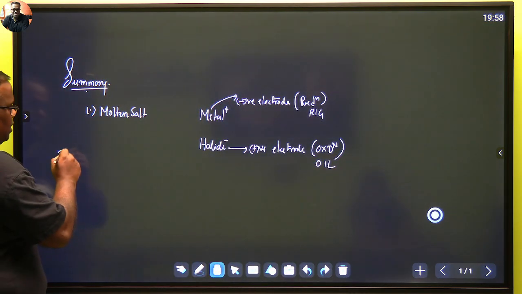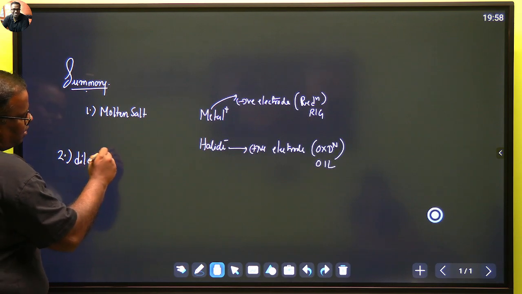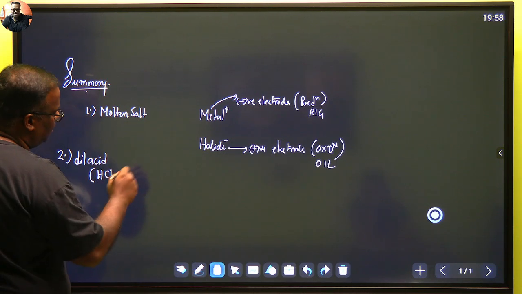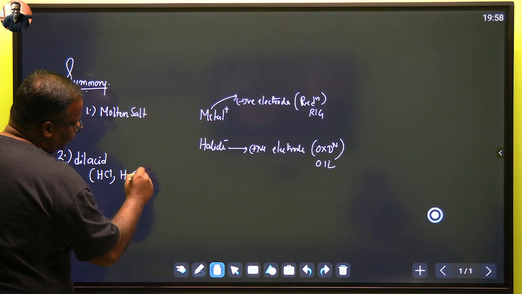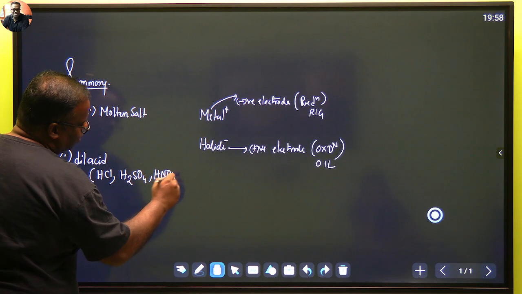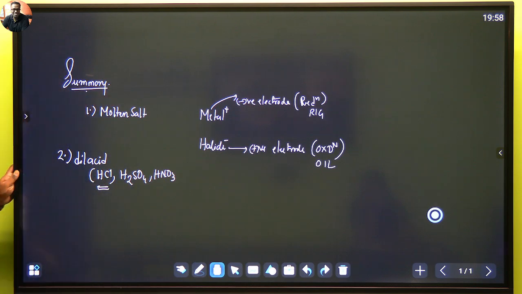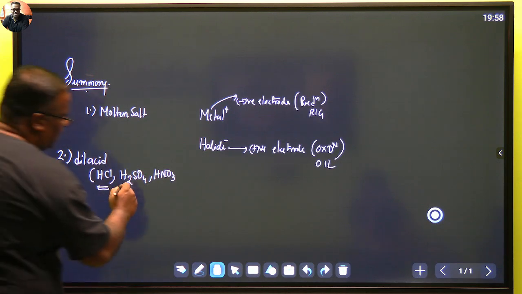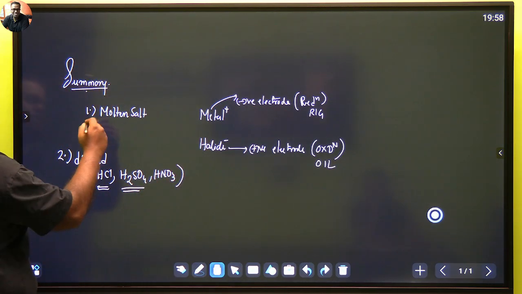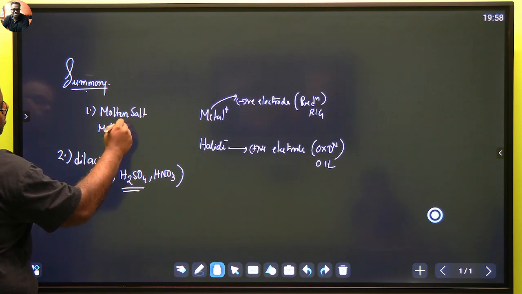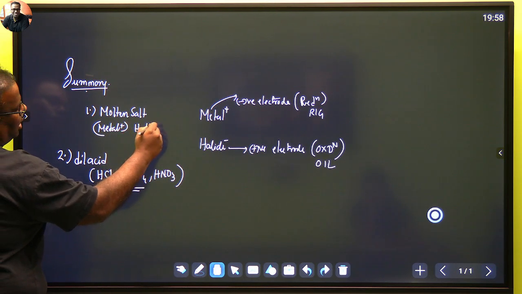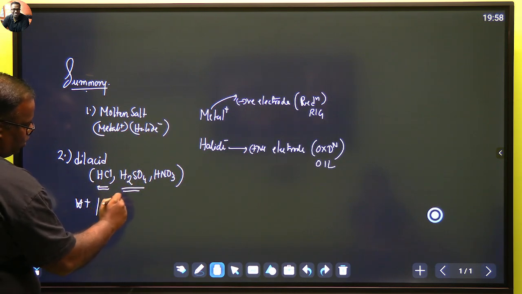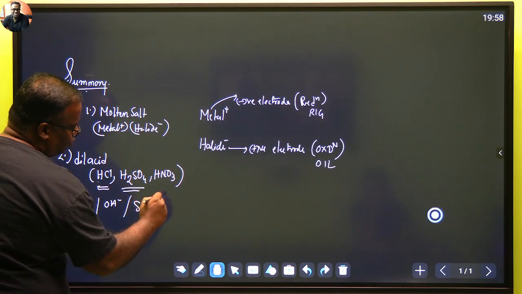If you are taking dilute acid, and in your case, we are discussing only HCl, then we discuss H2SO4, and we discuss HNO3. For the time being, just park HCl on one side. Okay, we'll talk about H2SO4 only. In this case, you will have only metal plus and halide minus. In this case, you will have H plus, then OH minus, and SO4 2 minus.